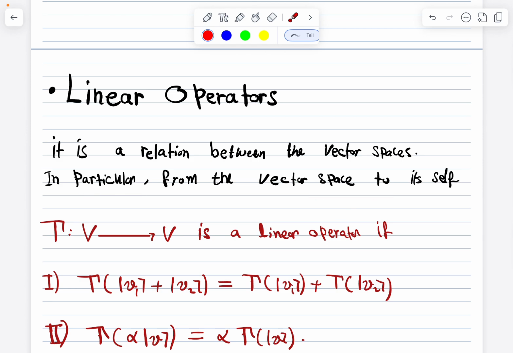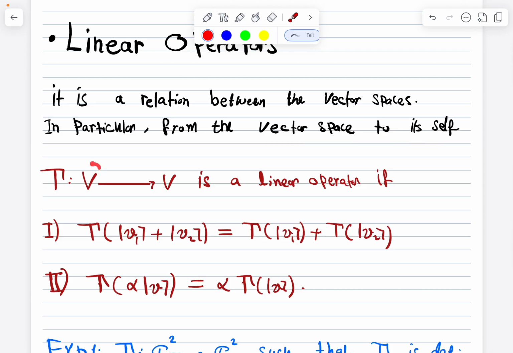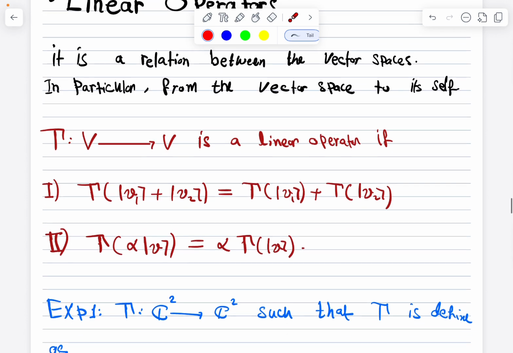So basically we can think of it as a function. If you know from your calculus course, you will have, for example, a function f of x equals x squared. So basically you take a real number x and send it to x squared. So we can think of the linear operator as some sort of function that takes a vector and sends it to a vector, in particular from the vector space to the vector space itself, because sometimes you may take it from a vector space to another vector space, but this will not be discussed in general in quantum mechanics, or at least in this course.